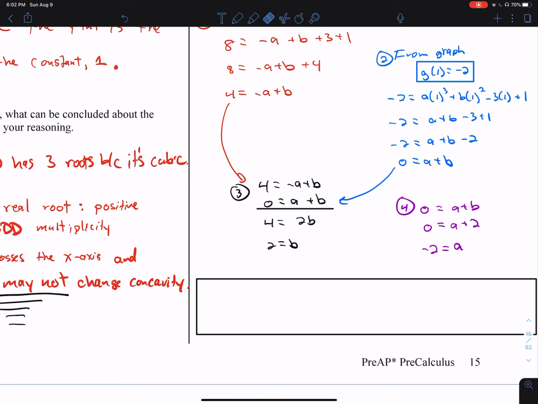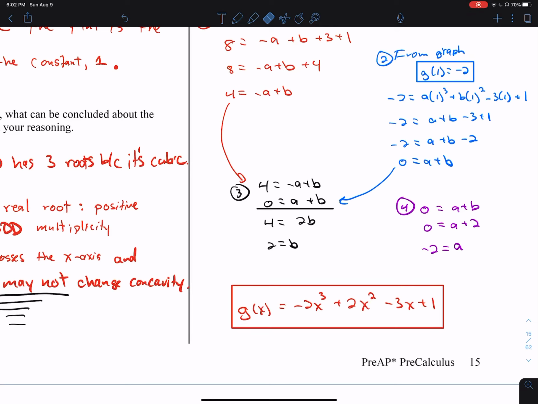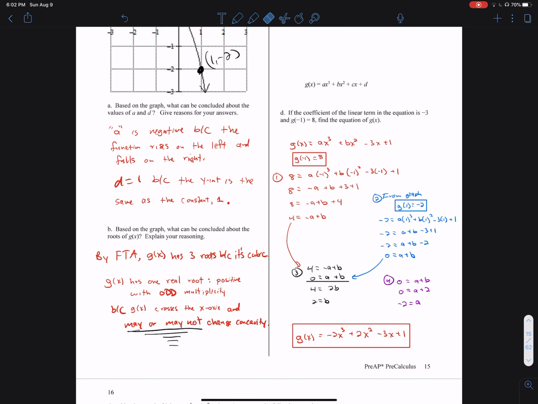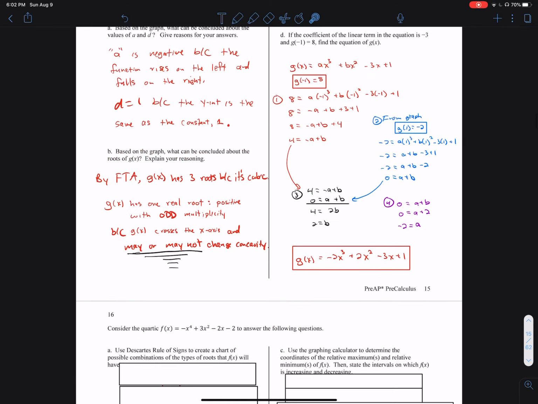So now I know what a, b, c, and d are. The directions were to write an equation. So my equation is g of x is -2x cubed plus 2x squared minus 3x plus 1. That is a heavy process. I don't remember for sure, but I'm pretty certain there's going to be a question like this that's a free response question on a quiz or a test to finish out this chapter. I am very confident.